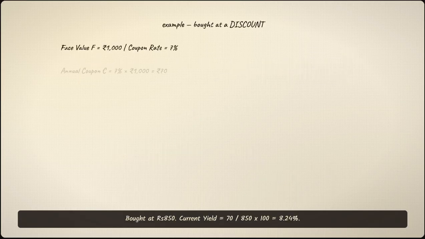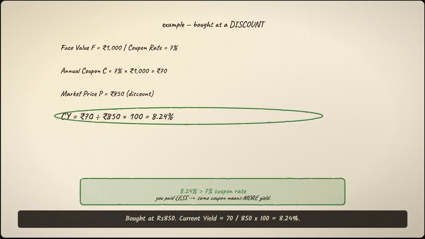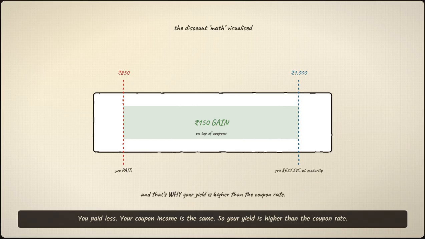For example, the bond face value is 1000, coupon rate 7%, so the annual coupon is 70. Let's say the current market price is 850. So the current yield turns out to be 8.24%. So even though this bond's coupon rate is 7%, if you buy it today at 850, you're earning 8.24% on your actual investment because you got a discount.